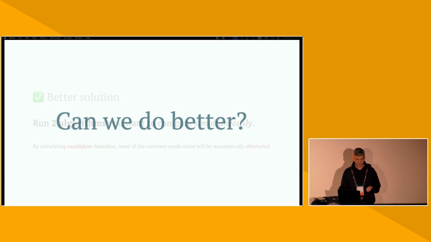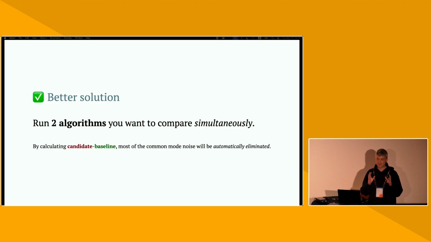The better solution, I believe, is to never run a single algorithm in isolation. You always need to run the two algorithms you want to compare on the same hardware at the same time, simultaneously. This way, if the computer has some kind of biases, those biases will influence both algorithms at the same time. And when you subtract one time from the other, most of the common mode bias, or common mode noise, will be eliminated.